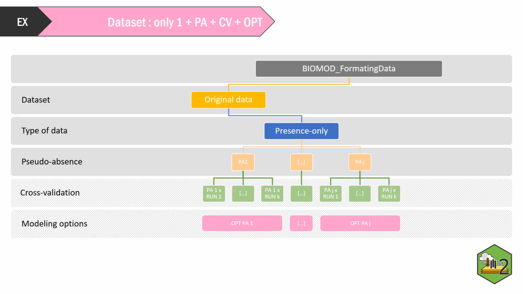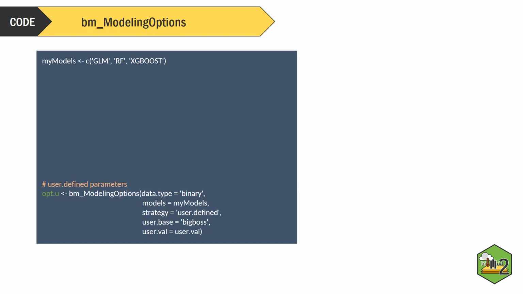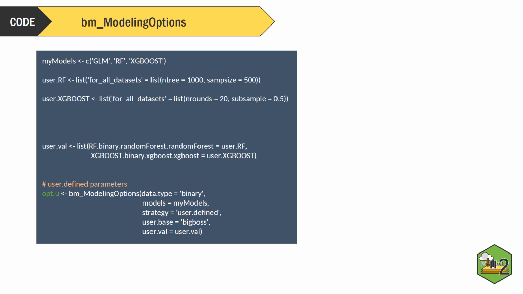Now, there is a final option to define your modeling options, which actually allows you to do pretty much anything you want. Sounds cool, no? But it might seem a bit complex at first. Let's see that together. The idea is to use the user-defined strategy and to give to the function values that you have parameterized by yourself before. This is done through list objects, defining for each dataset the list of parameters names and values to be changed.